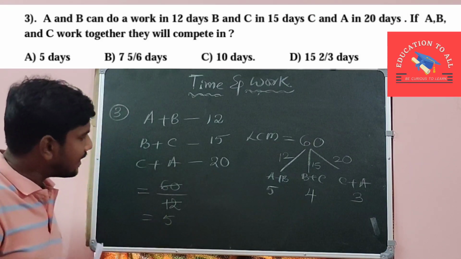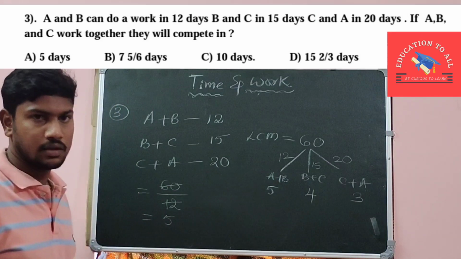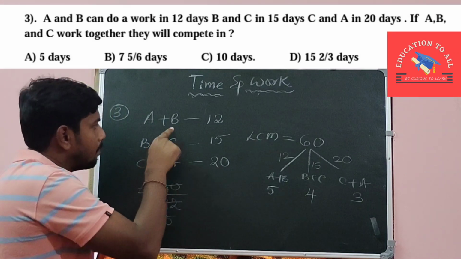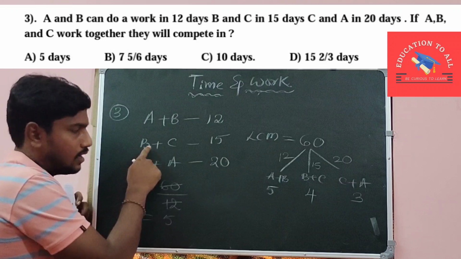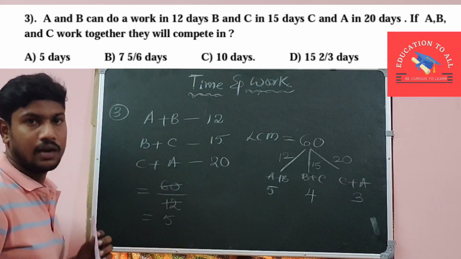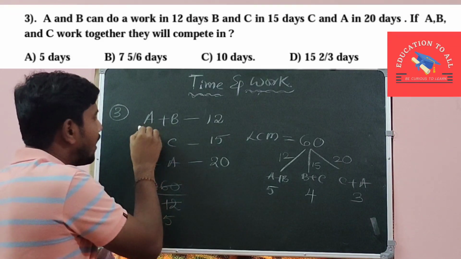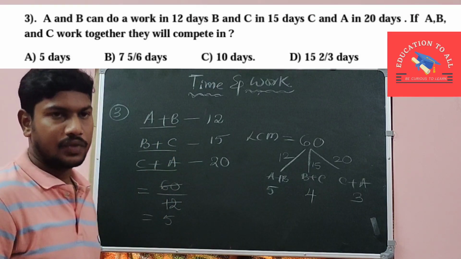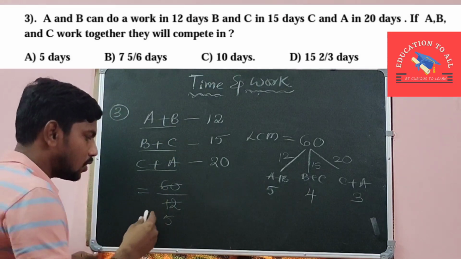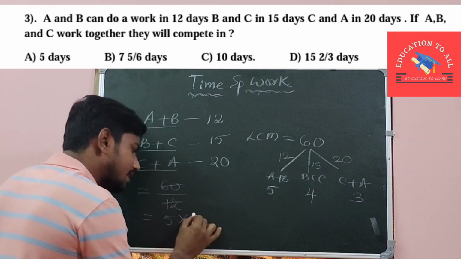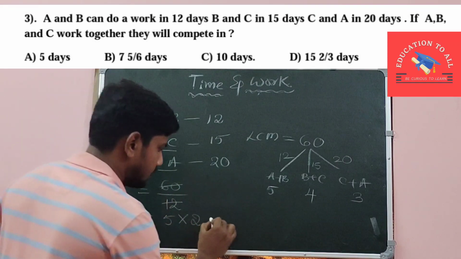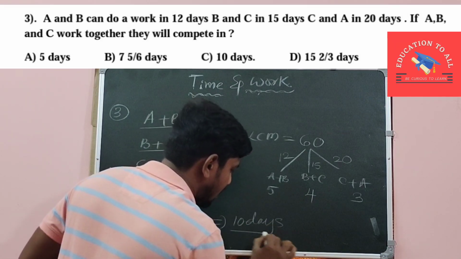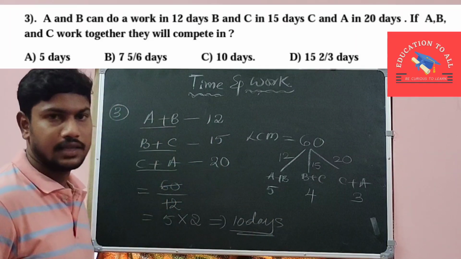So don't go directly to the answer, option A 5 days. Remember A is working here and A is working here, B is working here and B is also working here, C is working here and C is also working here. It means everyone appears in 2 times of the working. So we need to multiply by 2. The required answer will be 10 days. So option C is the correct answer.